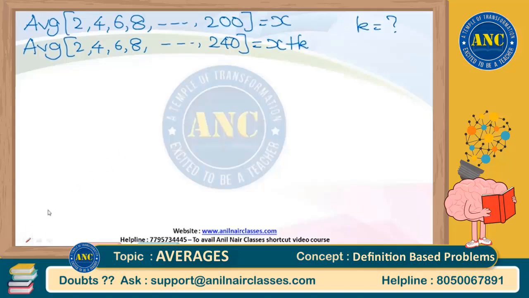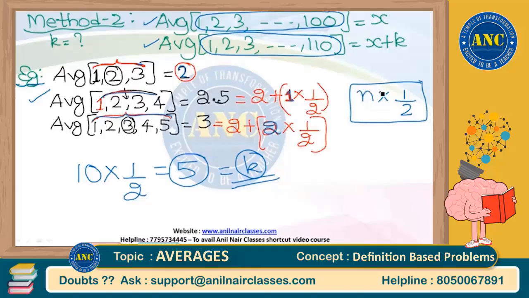Now listen carefully, sir. Actually, truly speaking, I wrote it as n into 1 by 2, but actually it is n into d by 2, where d is nothing but common difference between the terms in arithmetic progression. Common difference in this example is 1 and 2 difference is 1. 2 and 3 difference is 1. Therefore I wrote it as n into 1 by 2. D actually represents common difference.